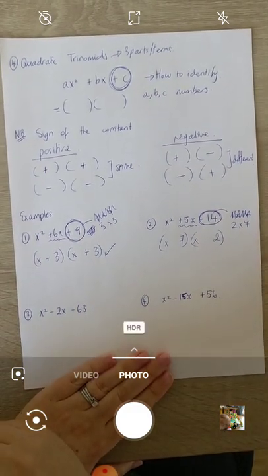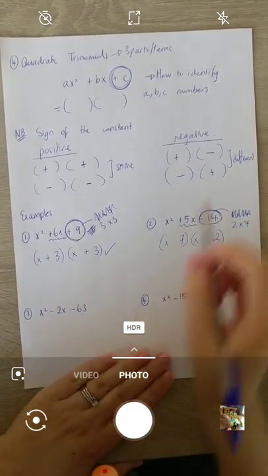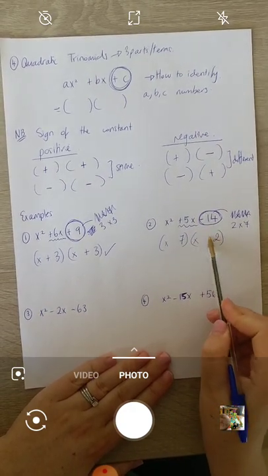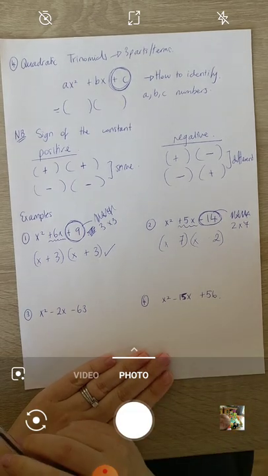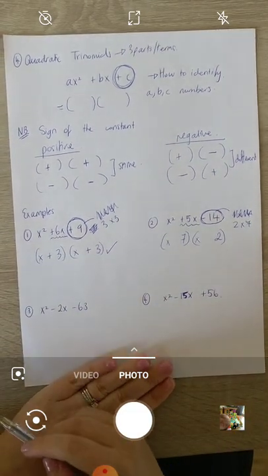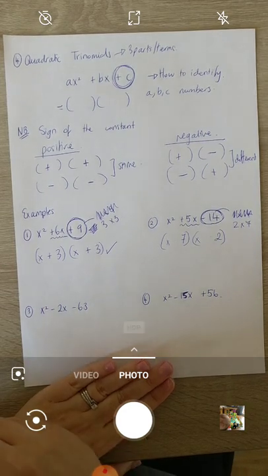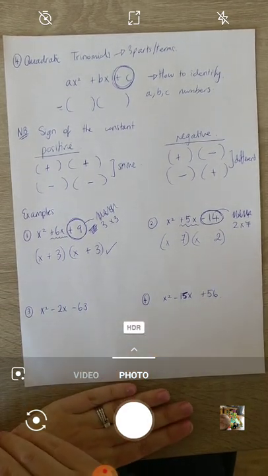So remember, the sign of the constant, when it's negative, means our answer is going to be either a plus and a minus, or a minus and a plus. Now we need to be more careful here when the signs are going to be different, because you have to decide which number should get the positive and which number should get the negative.